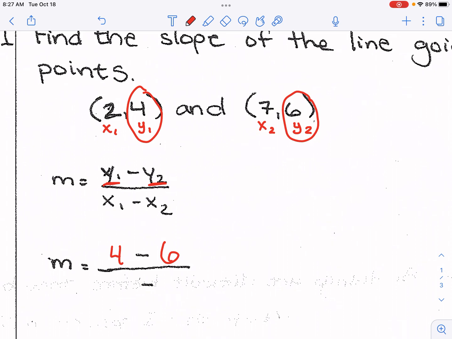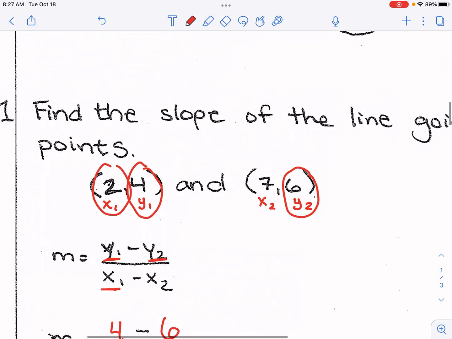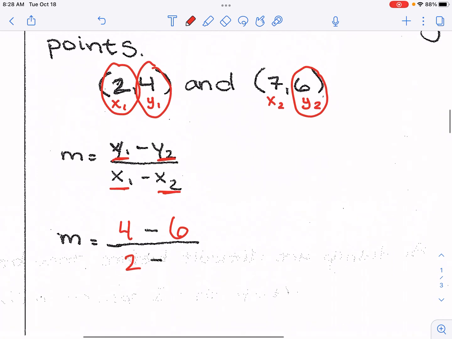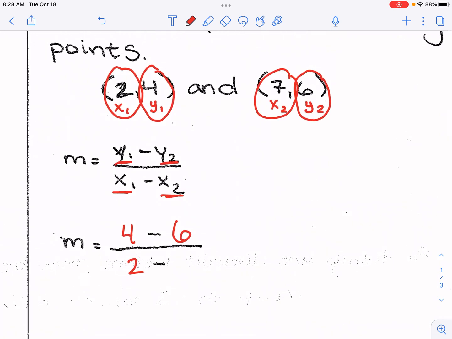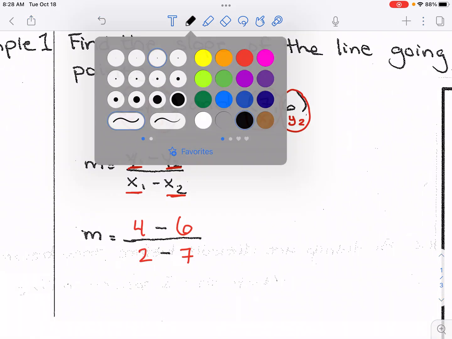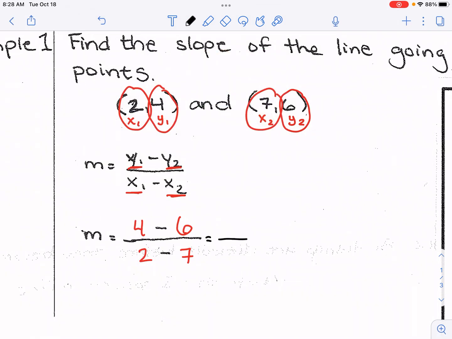Now it's x1 minus x2. x1 is 2, and x2 is 7. All right, let's go ahead and simplify this. I'll put this in black. 4 minus 6, we actually just did this. This is negative 2. When they have different signs, subtract and keep the sign of the bigger number. 2 minus 7 is a negative 5.